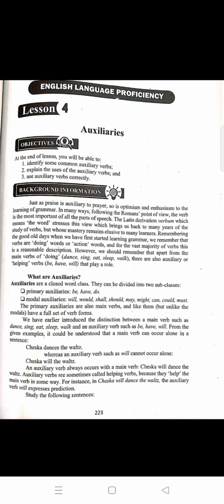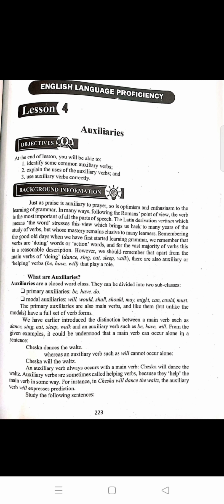So, we are done with lessons 1, 2, and 3. Those are nouns, verbs, and modifiers. And now we move on to lessons 4, 5, 6, and 7. So, under grammatical accuracy pa din tayo, we have the first one, what we call auxiliaries. At the end of this topic, you should be able to identify some common auxiliary verbs, explain also the uses of auxiliary verbs, and of course, use them correctly.